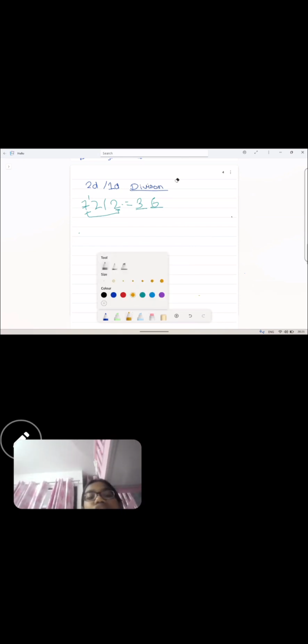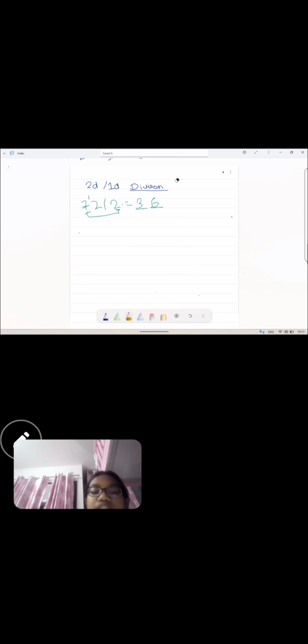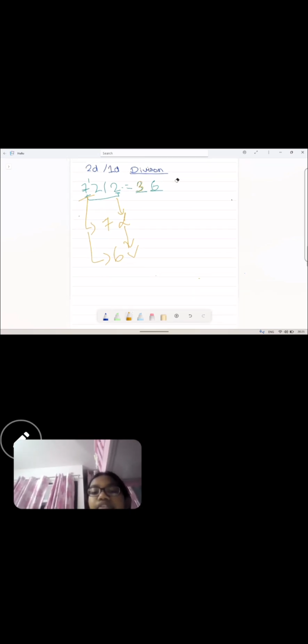Okay. So the digit we have taken is 7 here. 7 does not come on 2's table. So we'll take a number smaller than that, 6. 6 comes on 2's table. So we have written 3 here because it comes on 3. Then we have subtracted it.